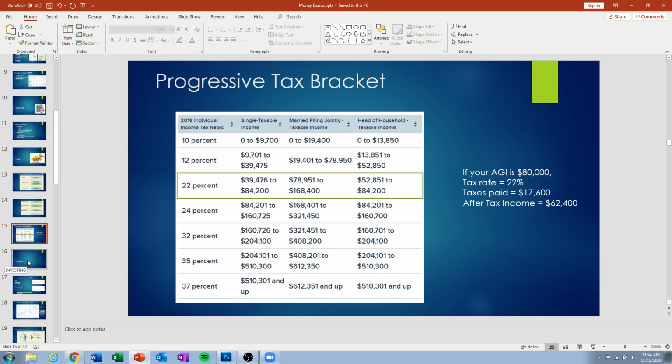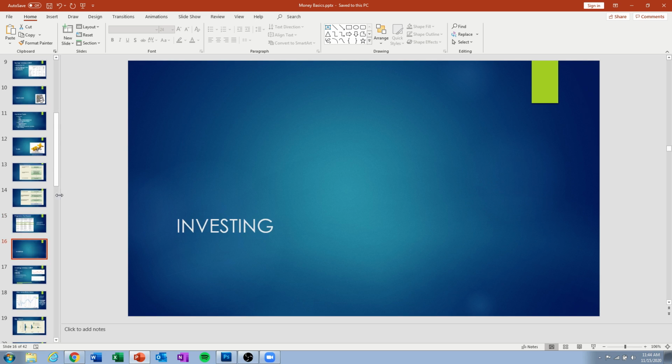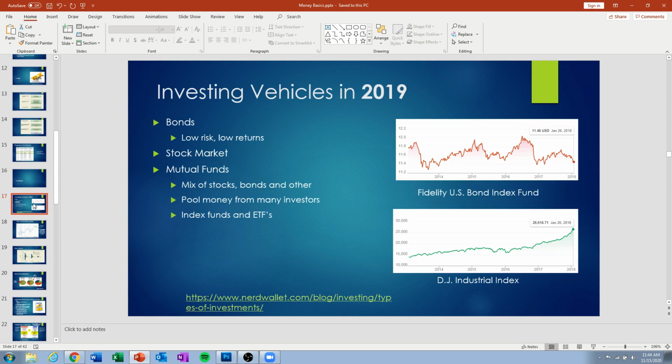Anyways, moving on to investing. So this says 2019 again, but this is the basics. All of this stuff is essentially the same info. So there are different investing vehicles, with the three main core ones I would say being bonds, the stock market, and mutual funds.